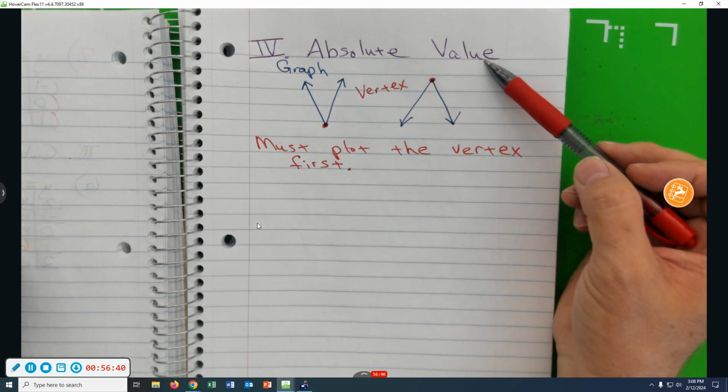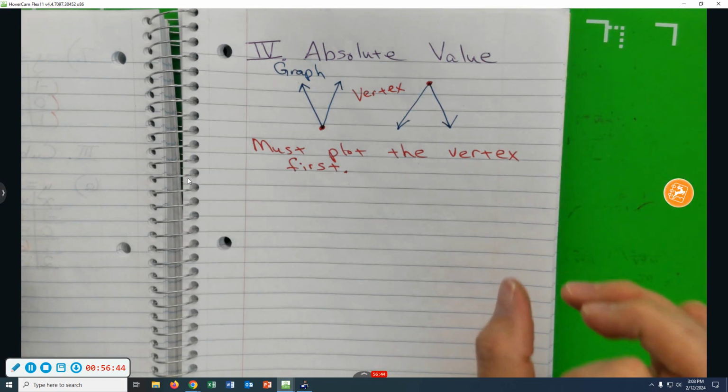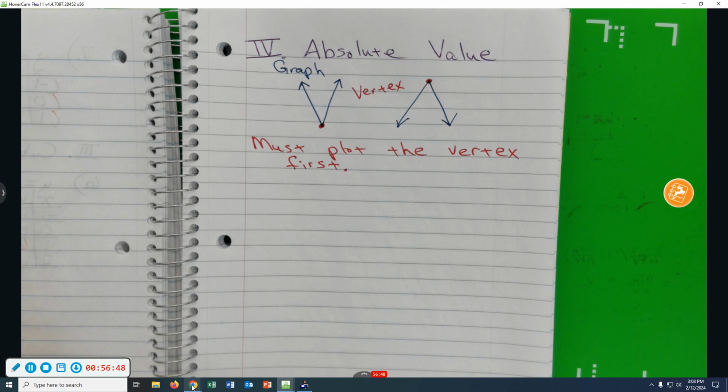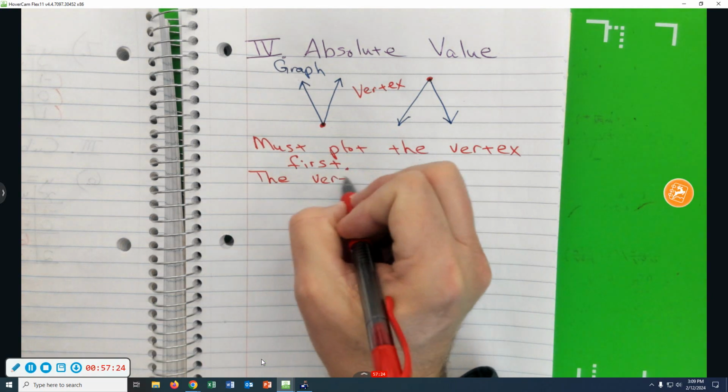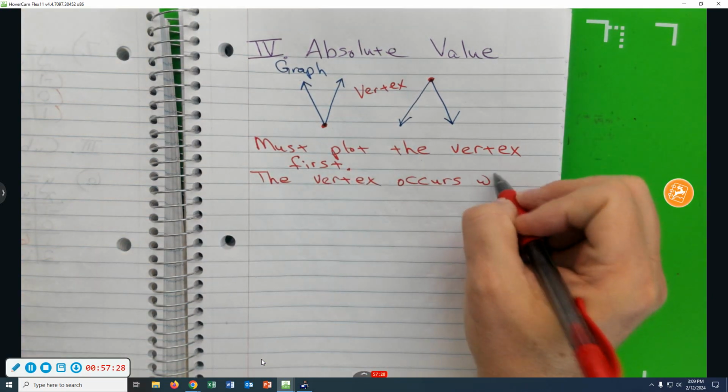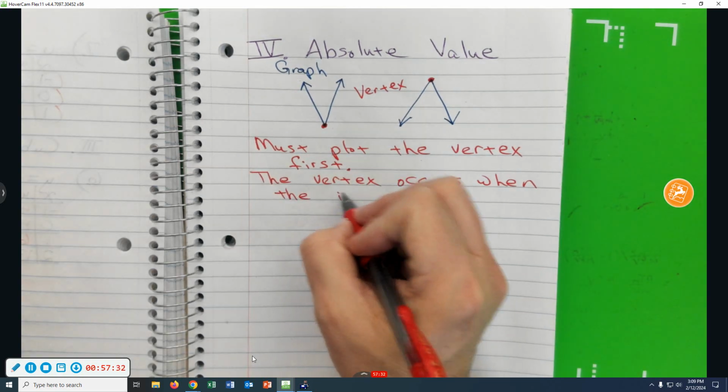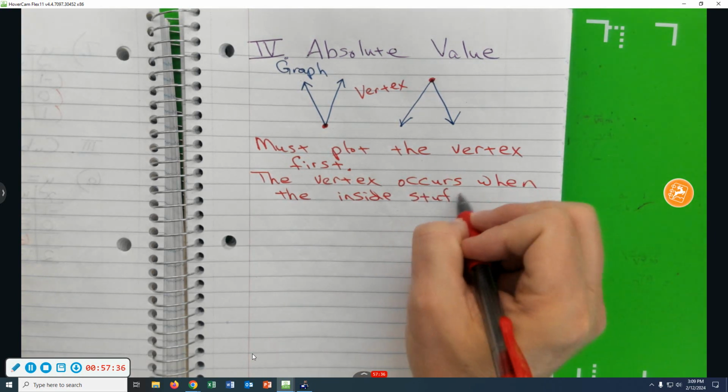It's easy to determine the location of the vertex. The vertex for an absolute value expression will occur when the inside stuff is equal to 0. That sounds weird, but if you look at this example, look at the stuff inside the absolute value. What would you have to plug in for x to make that inside stuff equal 0? To make that inside stuff equal 0, what would x have to be? 2. Okay, the vertex will occur when x is equal to 2. And that's going to be one of the points we have to find. But the vertex occurs when the inside stuff, for lack of a better word, is equal to 0.